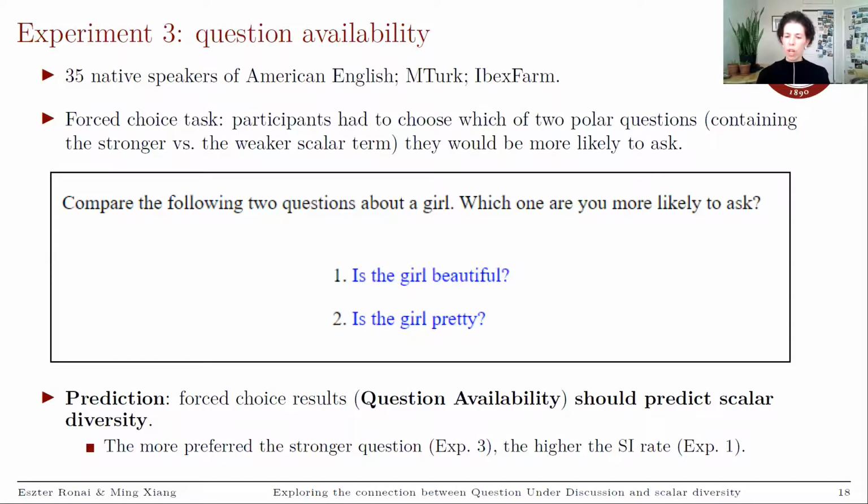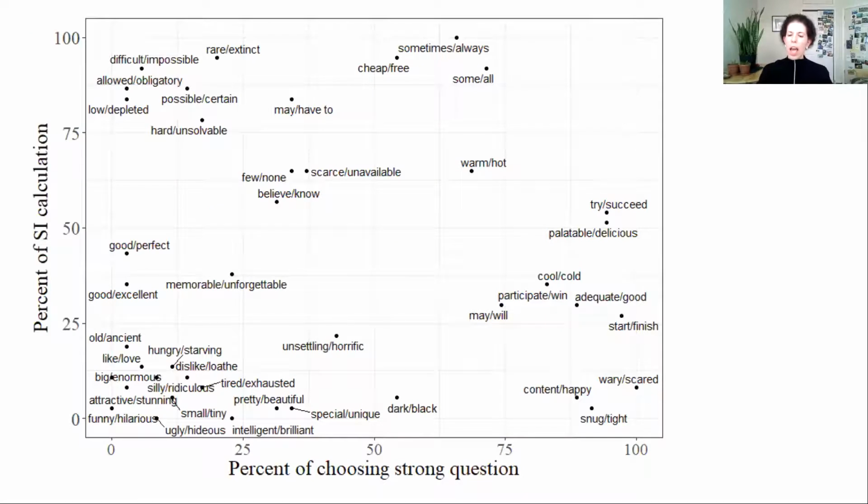And now let's turn to our results. On this plot, I'm showing you once again all the 43 different scales, but this time on the x-axis, we have the results of experiment 3. So the percent of choosing the strong question in the forced choice question availability task. Once again, this ranges from 0% to 100% and measures what percentage of our participants said that they would be more likely to ask the stronger question and not the weaker question. And on the y-axis this time, we have the results of our experiment 1. So the y-axis shows you the percent of SI calculation, the basic scalar diversity effect.